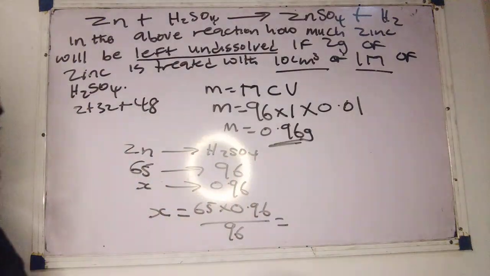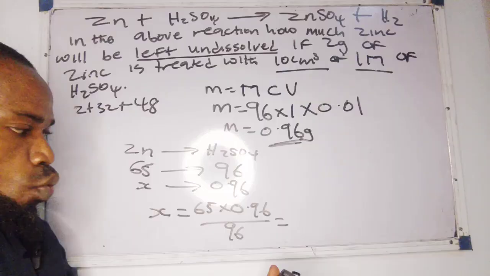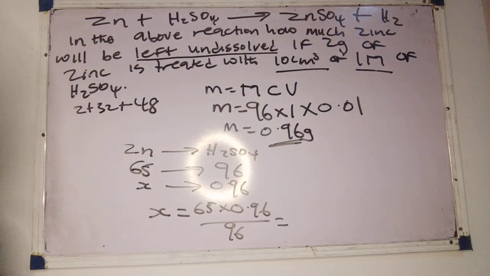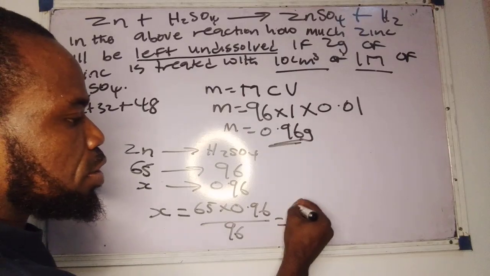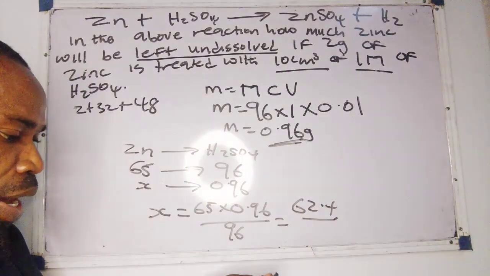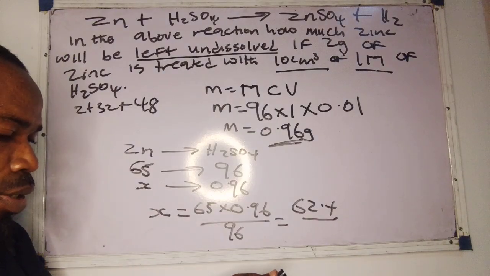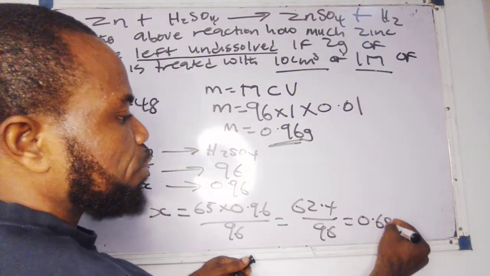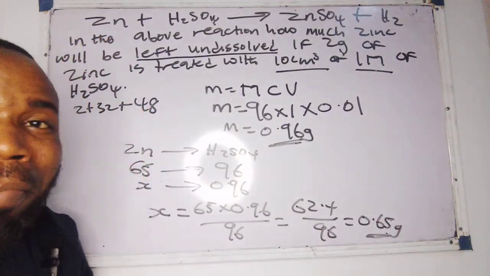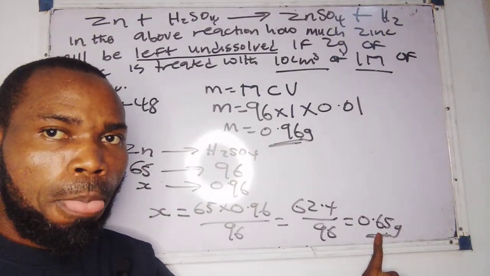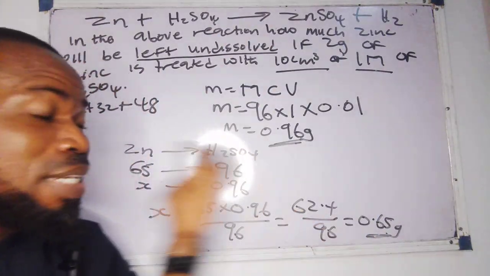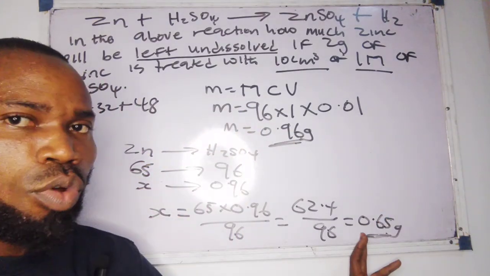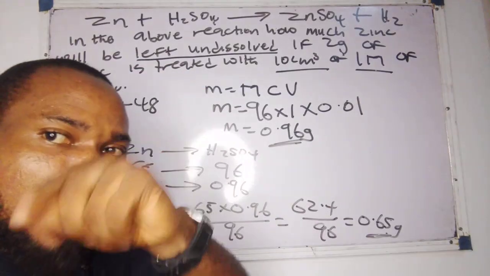I get my calculator on standby here. So 65 times 0.96. This first of all gave me 62.4, divided by 96. This will give me 0.65 grams. Now this is the mass of zinc that dissolved. Now, some people might decide to use another method. So this is the mass of zinc that dissolved. Remember, it is the mass of zinc that dissolved.